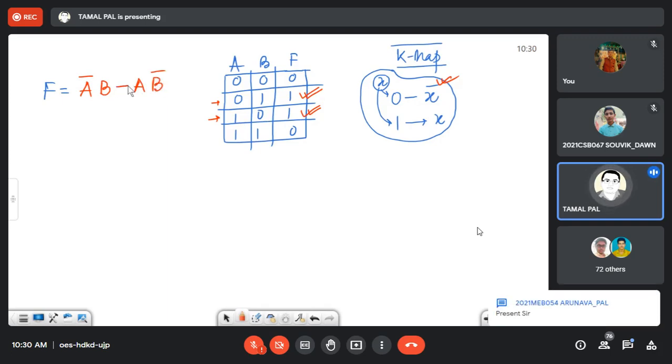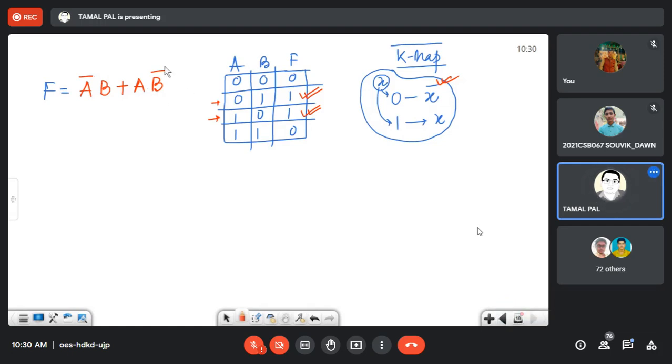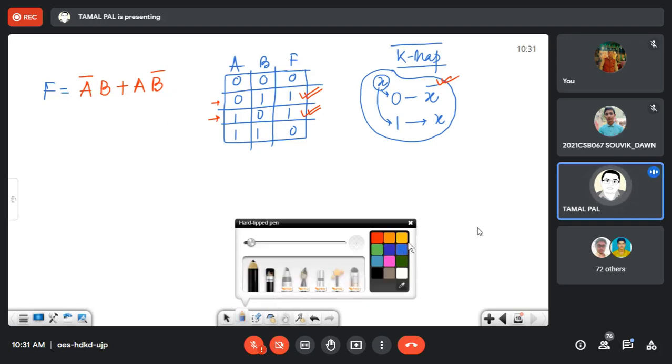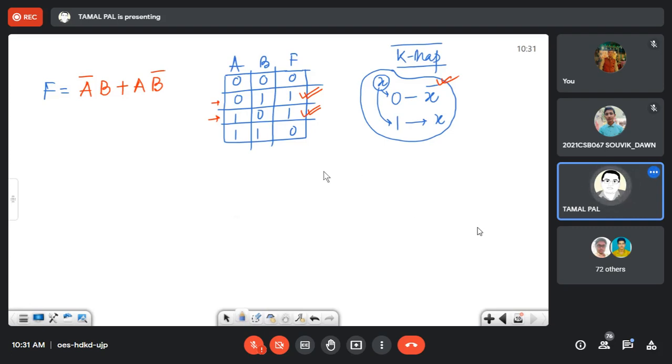So now we'll join these terms by AND. This is the formation of the expression, and we know that it is nothing but the exclusive OR. Same thing, let us test for another truth table.